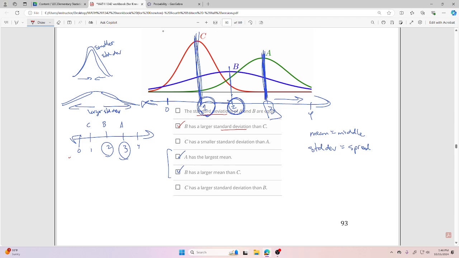C has a smaller spread than A. I would say yes, because it's taller. When you hump all that together, the taller it is, the less spread. So yes, that's true. And then finally, C has a larger spread than B. No, B's the largest. That's false. See how we can replace these words? Mean, middle; standard deviation, spread. Make sense?